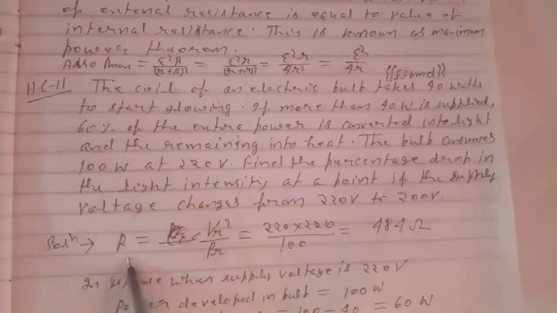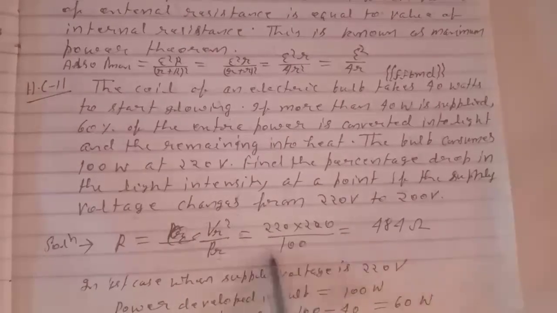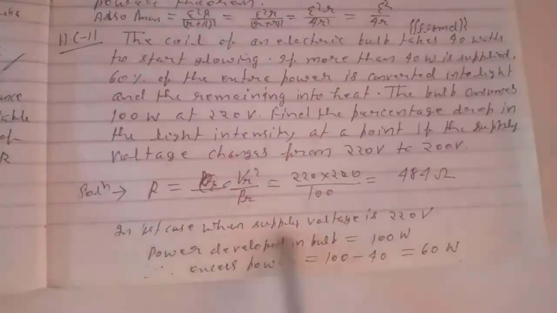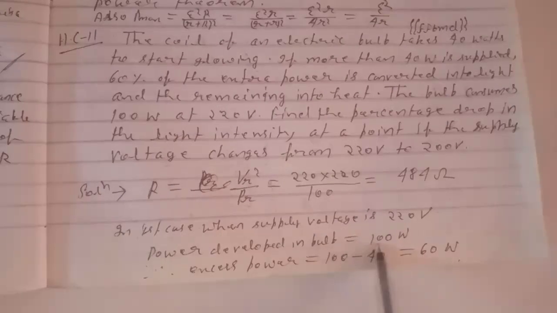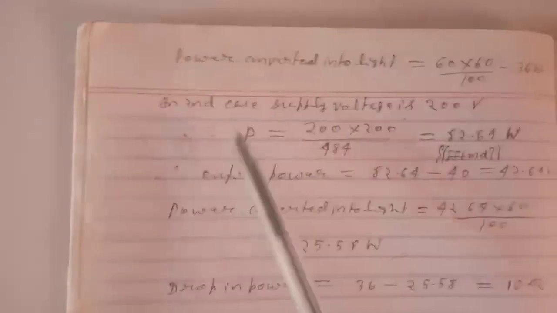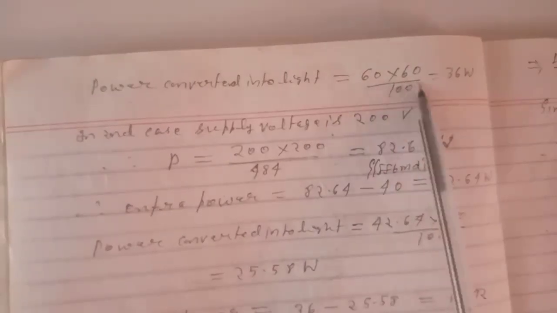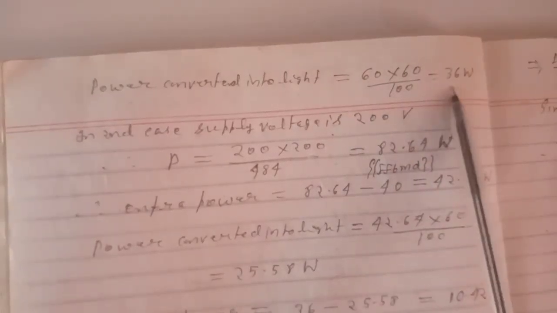The rated value is given: R equals V squared by P, 220 squared by 100, equals 484 ohm. In the first case, when supply voltage is 220 volt, power developed in the bulb is 100 watt. Hence excess power equals 100 minus 40 equals 60 watt. So power converted into light equals 60 into 60 by 100 equals 36 watt.